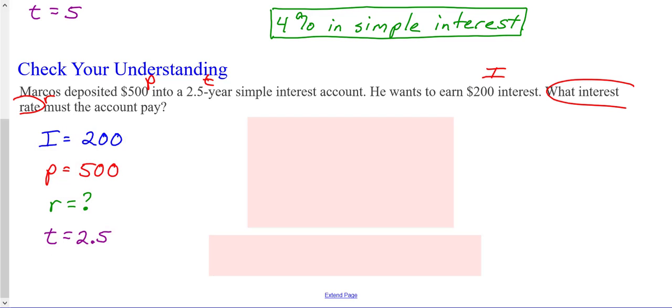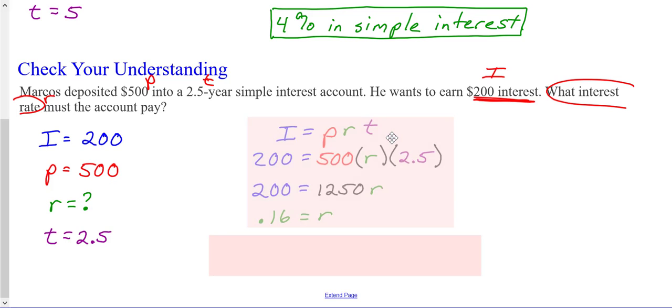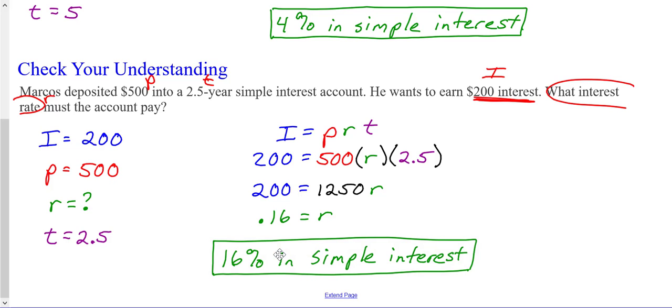So filling in our variables, as a reminder, they gave us that the amount is 200 in interest, so no calculations needed for interest this time. Interest is 200, principal is 500. We're looking for the rate, and time is 2.5 years. So we fill in our equation, I equals PRT. We're once again looking for R, solve for R, and we get 0.16. So we have a simple interest rate of 16%.